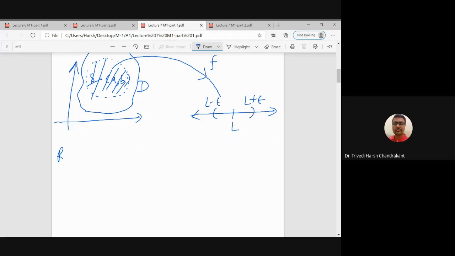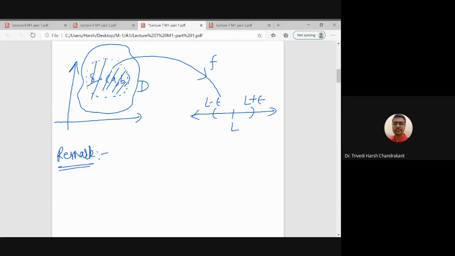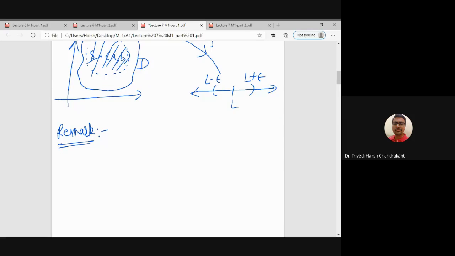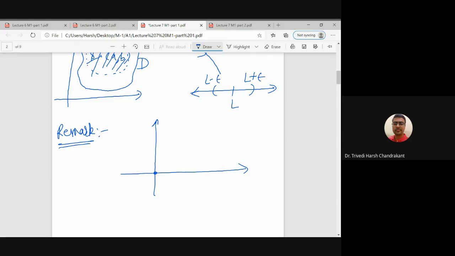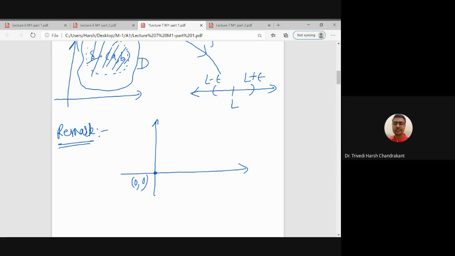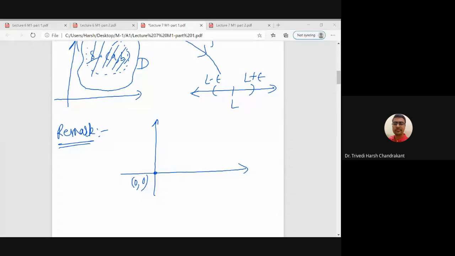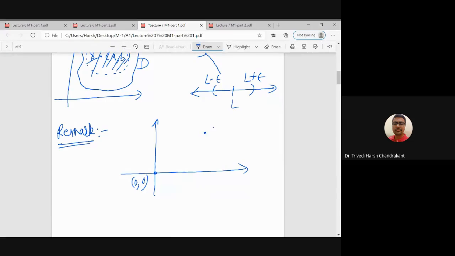Now when we want to find such a limit, for example at the origin, our point is (0, 0) and we want (x, y) to approach (0, 0). There are several ways through which we can approach the origin. One way is that we can use the iterated limits. Iterated limits I have mentioned in the last lecture.